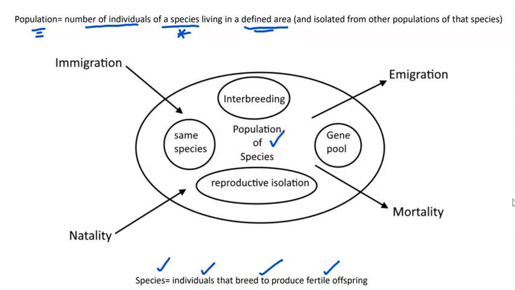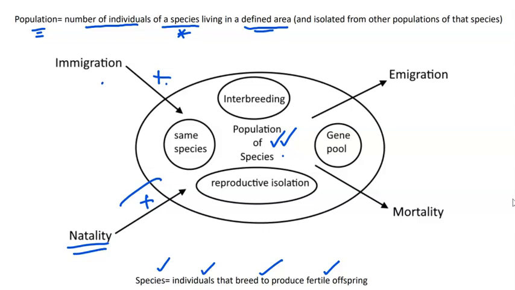So the population, the number of individuals, will be determined by four major features. The first one of which is the birth rate, which is called natality. So reproduction will add to the population. Also, another feature which adds to the population is where members come and join that population from outside the defined area. Same species though, they must be able to breed and produce fertile offspring. So immigration is another plus feature for the population size.